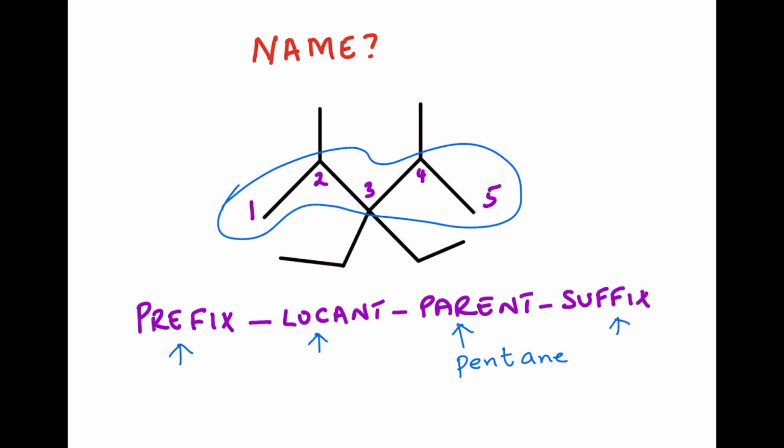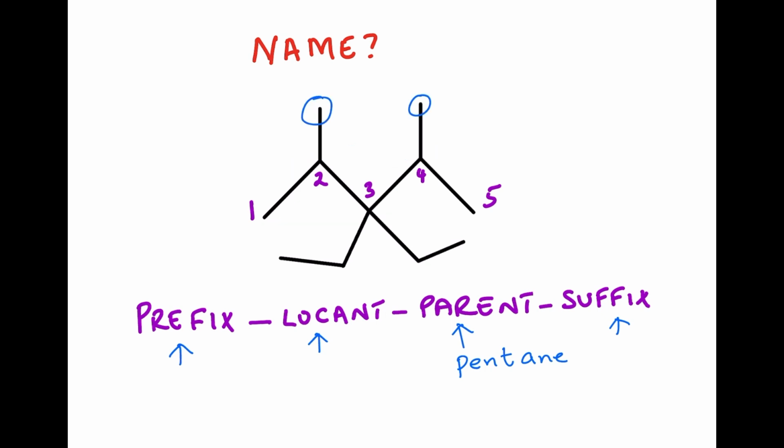Now let's look at what the substituents are. To start with, we have 1 carbon here and another 1 carbon at positions number 2 and 4, and those 2 groups are called methyl because they have 1 carbon. So it comes from methane, but because it's an alkyl group, you end with YL, so it becomes an alkyl, methyl.